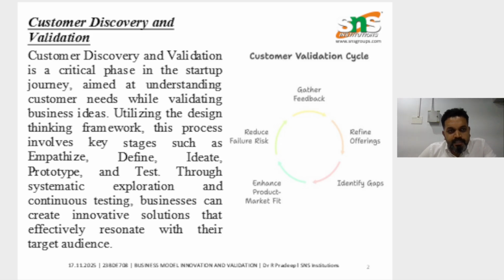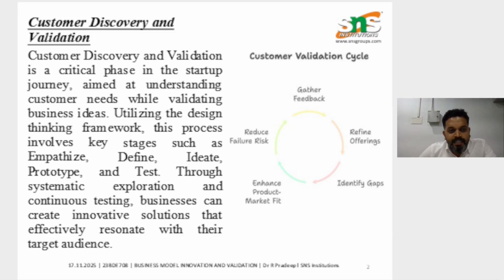For that, customer discovery and validation holds a main point. As we know, in the Business Model Canvas, we have 9 different blocks, in which to whom we are going to serve and to whom we are going to develop a product is the most important one. For that, we are going to see what customer discovery and validation is. Customer discovery and validation is a critical phase in the startup journey aimed at understanding customer needs while validating business ideas. So it means that the exact need of a customer, to validate the idea of what business we are going to do, is most important.